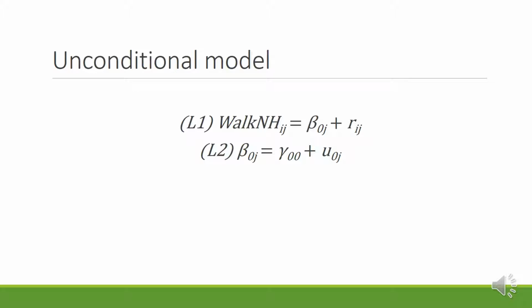So the unconditional model is a random intercepts model, as you well know. And so you have your level 1 equation where you have your outcome and you have your intercept. And then your intercept gets modeled as a grand mean and some neighborhood random effect.